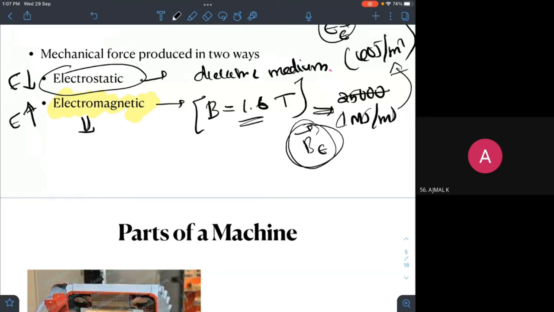If you have to make a mechanical output, and you are designing in electrostatic terms, then the size of the machine will be much bigger compared to what you will design for an electromagnetic case. So that is the difference.